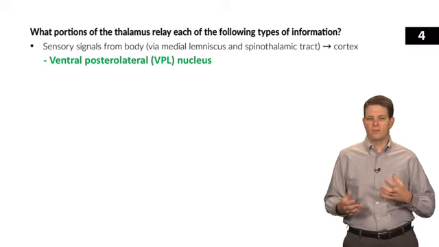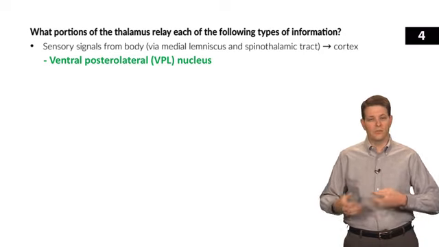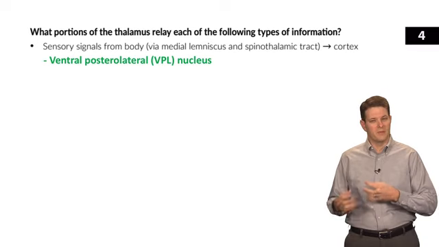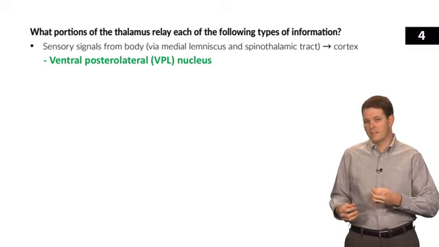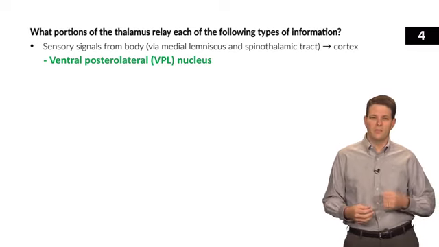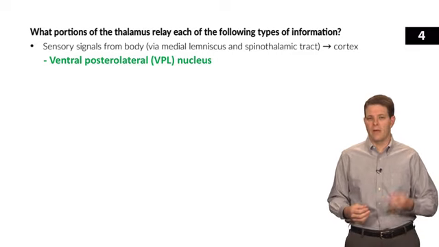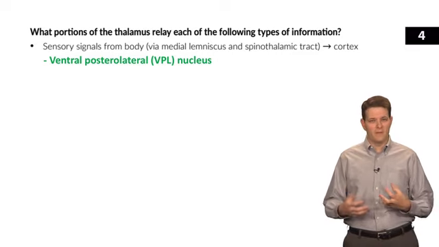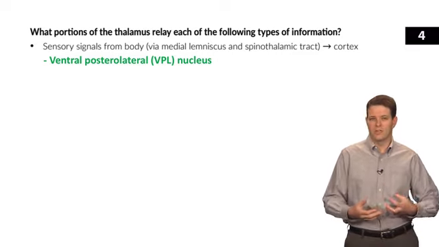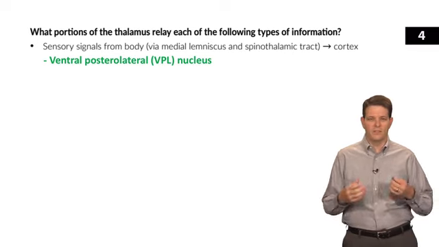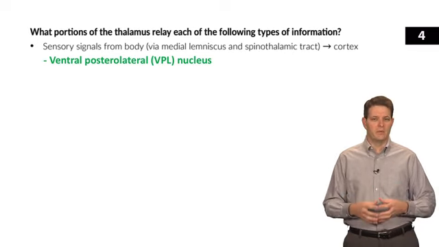The VPL receives proprioception and light touch signals from the dorsal columns, because remember the dorsal columns in the spinal cord become the medial lemniscus in the brainstem. And it also receives pain and temperature signals from the spinothalamic tract, and it summates all that information before relaying those sensory signals to the sensory cortex. So those sensory tracts both come together in the VPL.